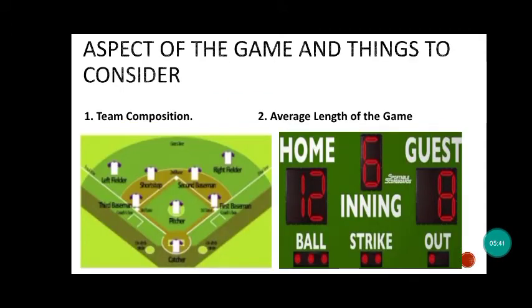So let's proceed to the aspects of the game and things to consider. Number one, team composition. As I said earlier, each softball team has 9 players and it can be of mixed gender. Next, the average length of the game. A softball game typically lasts an hour or two, although longer and shorter games are possible. The length depends on the number of innings in the game.